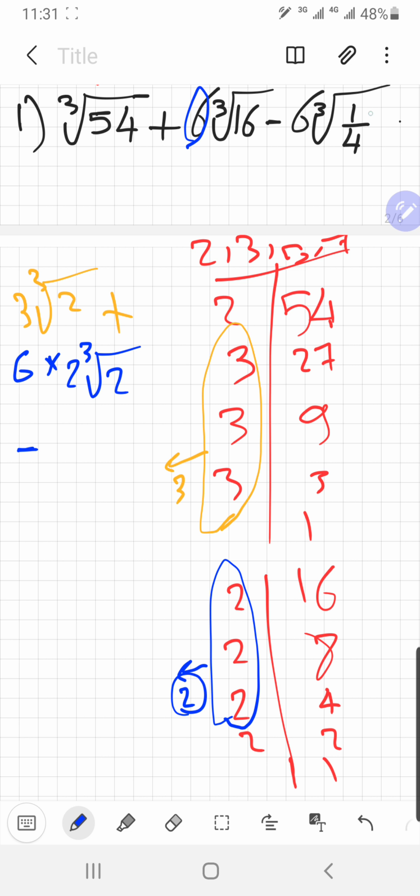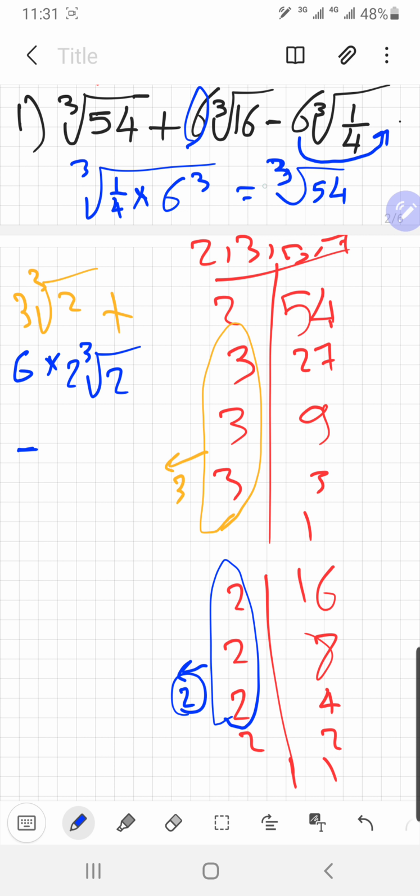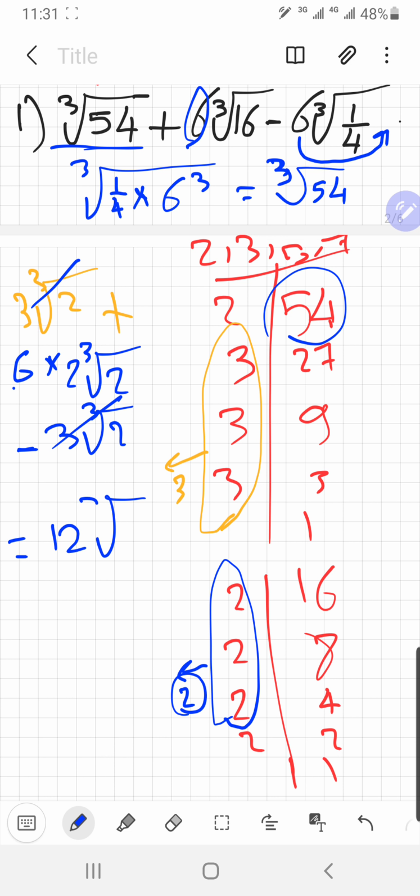Here you have 6 cubic root of 1 over 4. Can I solve 1 over 4? Can I make it factorization? Of course not. So I put 6 under the cubic root with 1 over 4. Here you have 1 over 4 times 6, 6 only? No, 6 power 3. Here you have 1 over 4 times 6 to the power 3. The answer would be cubic root 54. Of course, 54 I get, which is 3 cubic root 2 in this one. Here you have this one positive with negative, they remove each other. 6 times 2 equals 12 cubic root 2.